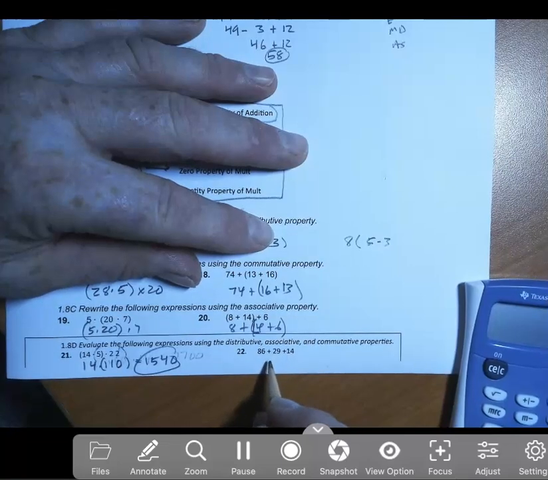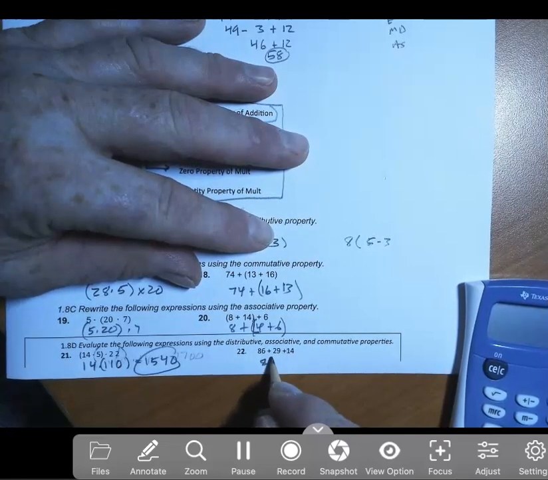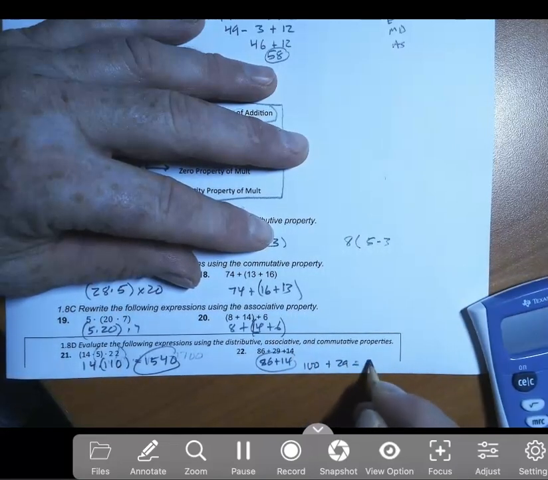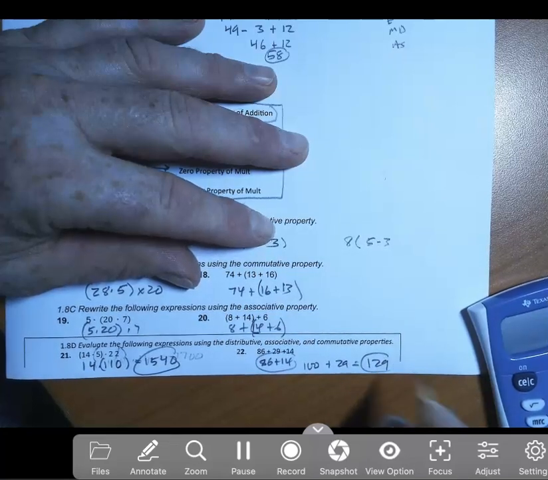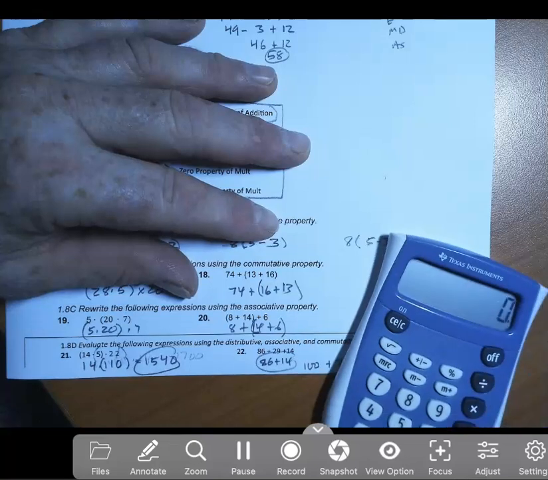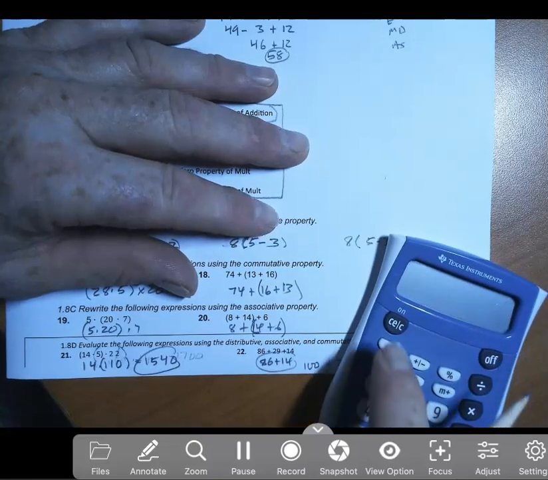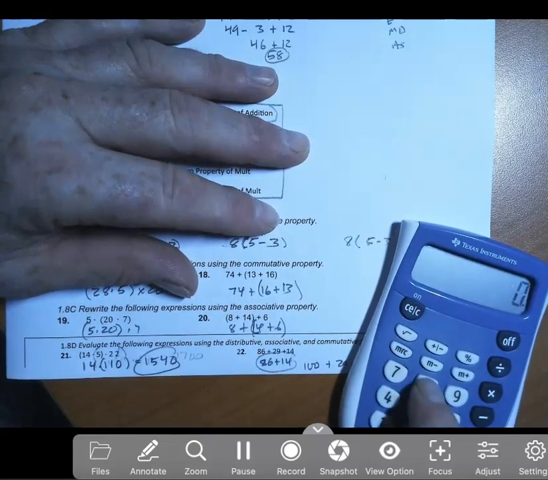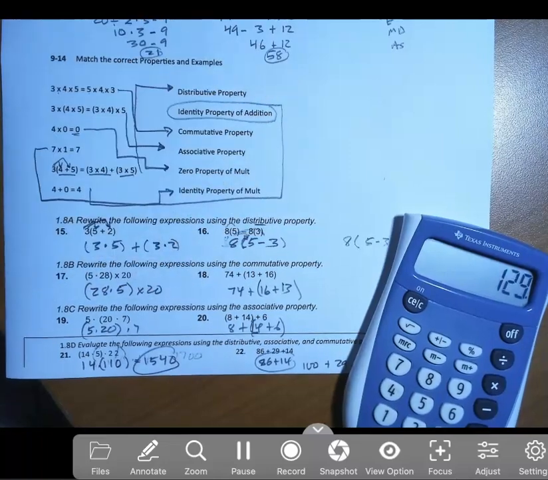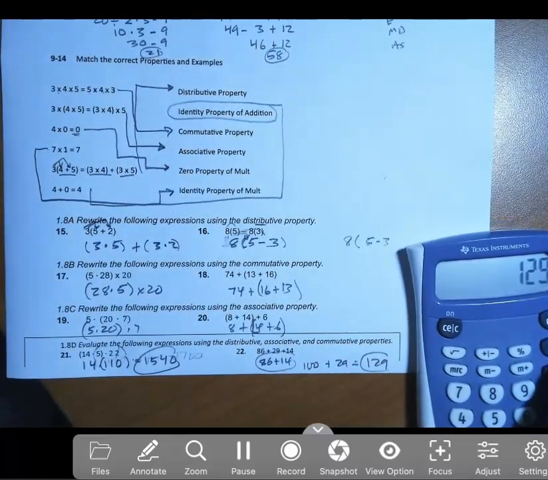All right, and then this one here, I would rewrite this one as 86 plus 14. That's going to give me 100 plus the 29 equals 129. And if you want to, you could have just run that. You didn't have to use the properties. It always says you may. So let's just do 86 plus 29 plus 14. And there's your 129 again if you just did it straight up.